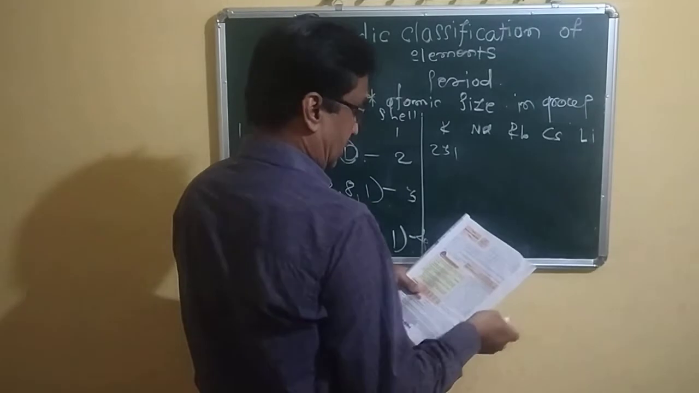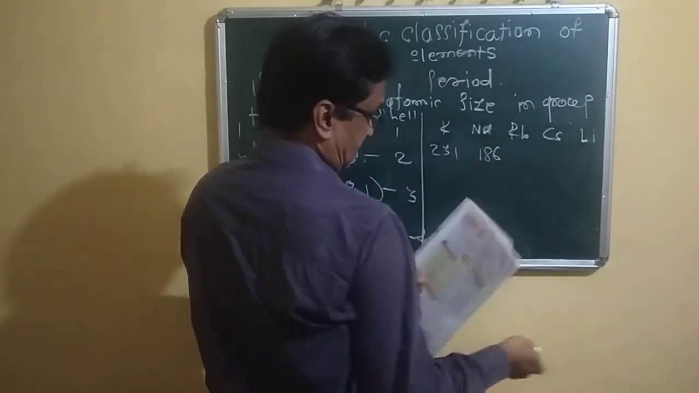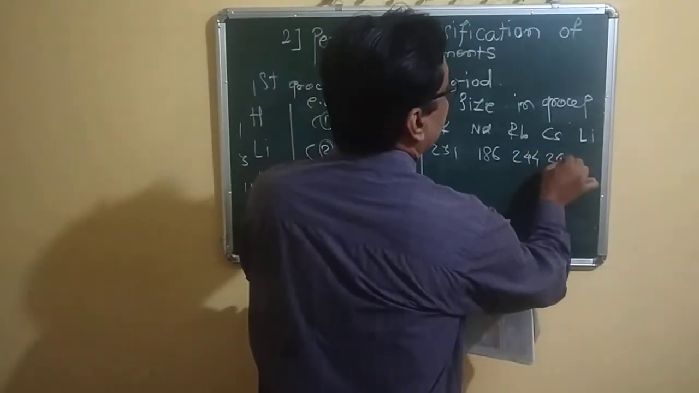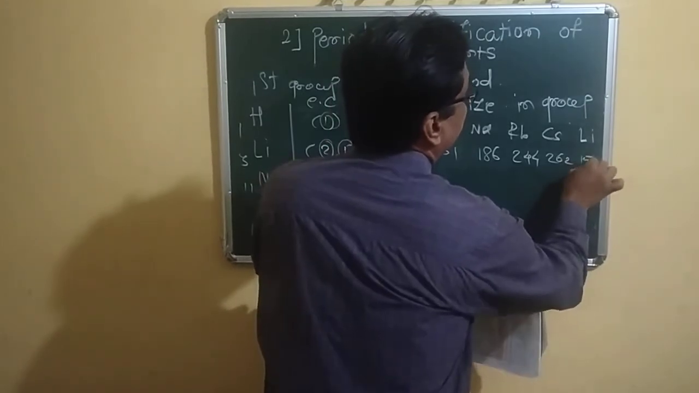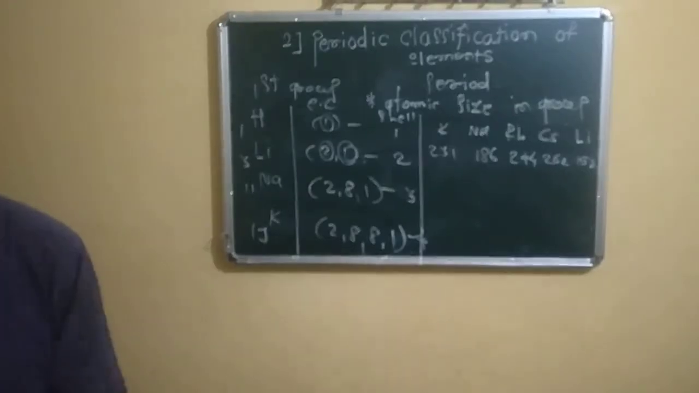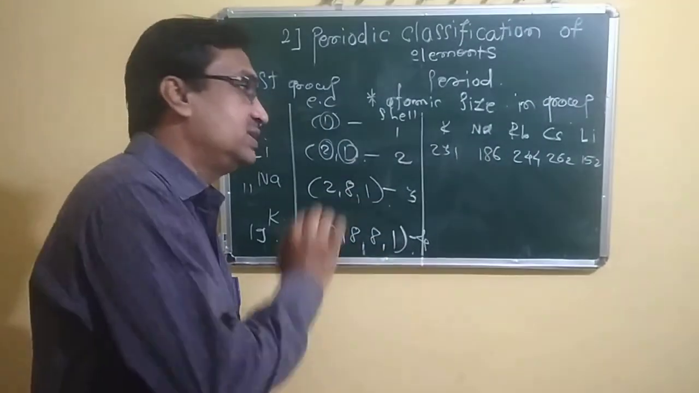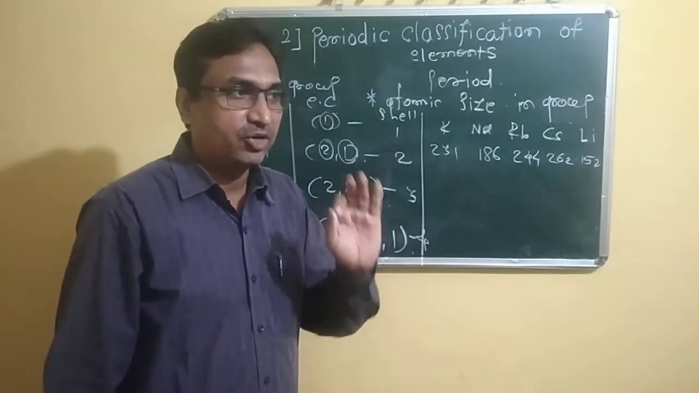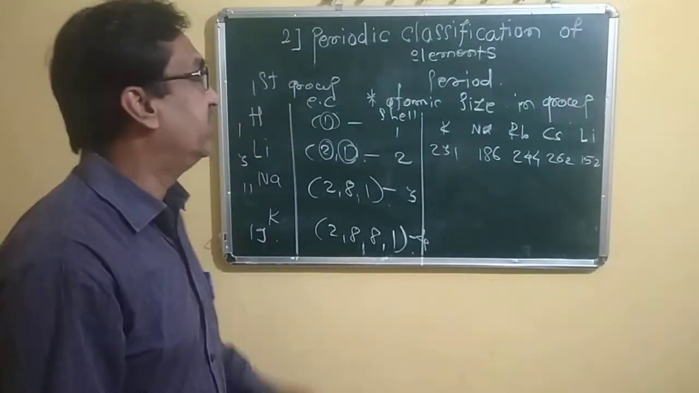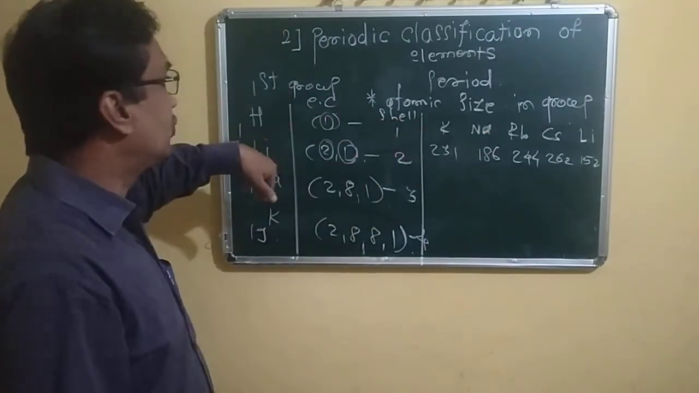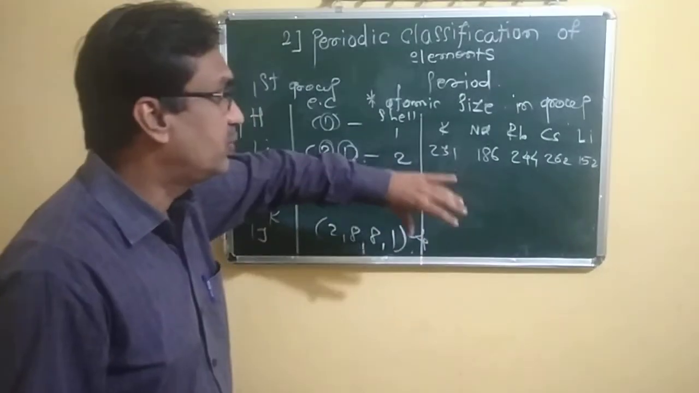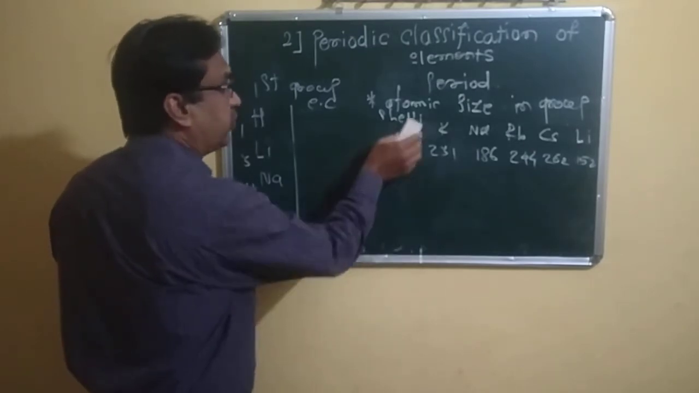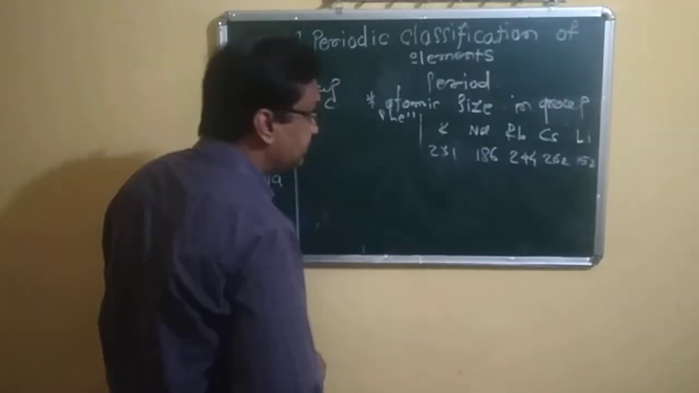Their atomic radii are 231, 186, 244, 262 and 152. These are the data. According to this data, we can find out the trend of atomic size in a single group, how it varies in the first group, and how the radius increases or decreases from top to bottom or bottom to top.